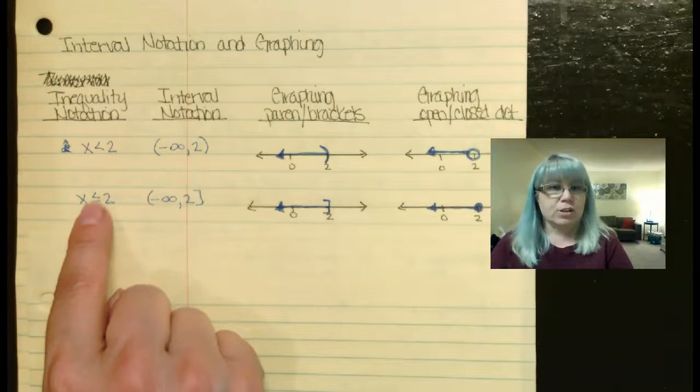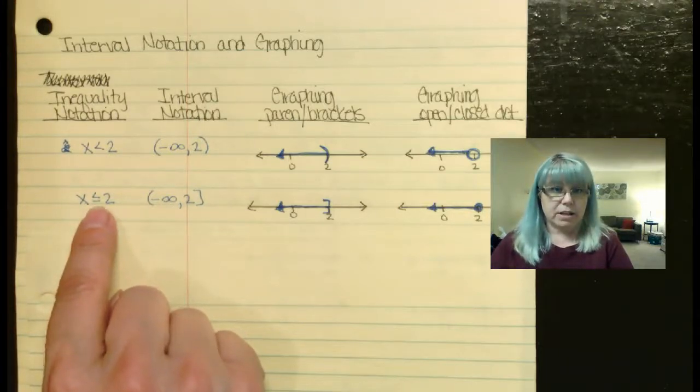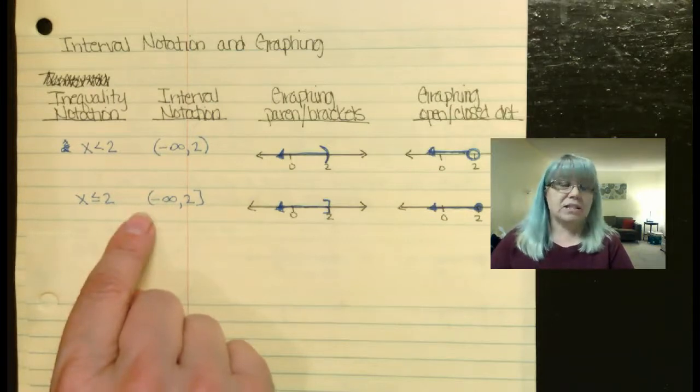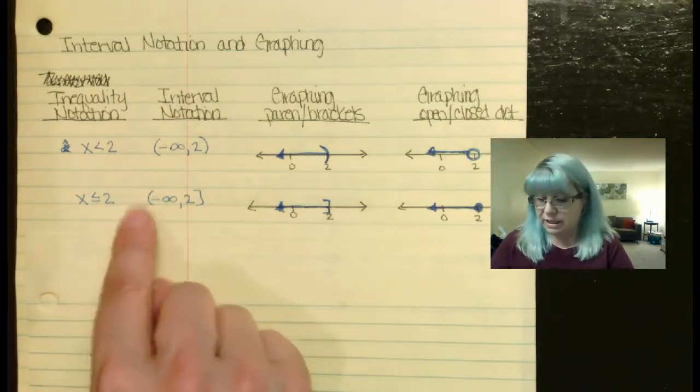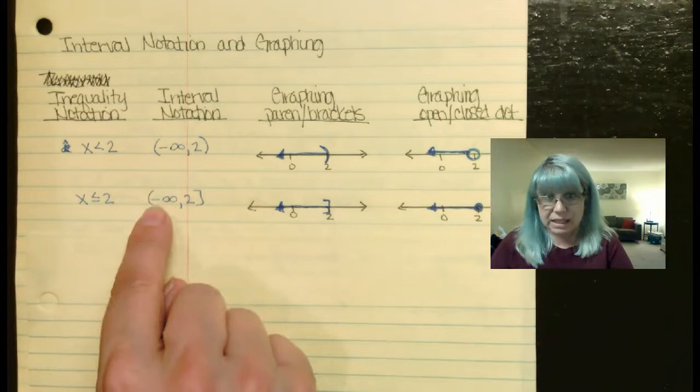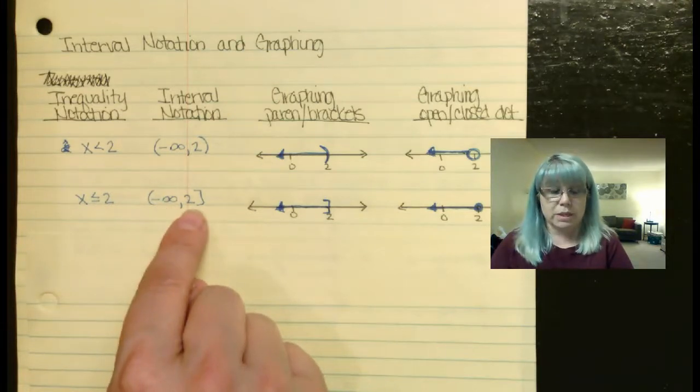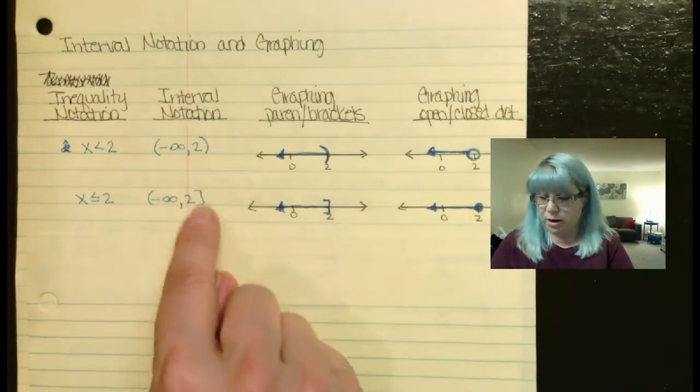X is less than or equal to 2. This time we have some equality in there. Again, it means everything less than, so I can go all the way down to negative infinity. So it's going to be parenthesis, negative infinity, comma 2 is my interval. But since we're including 2, it's going to be a square bracket.